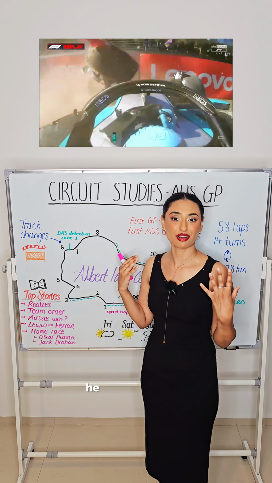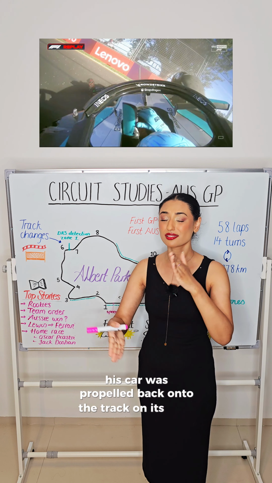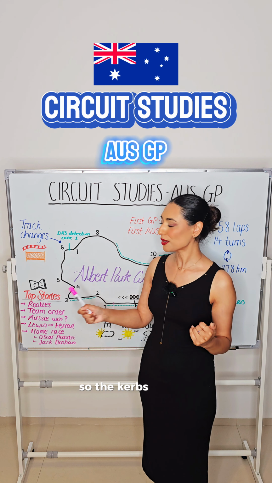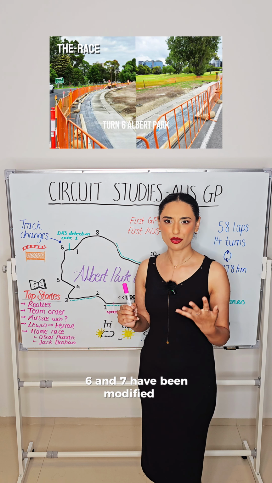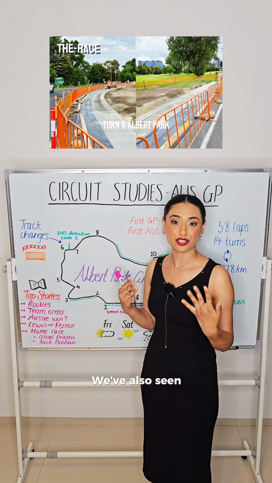Now, do you remember George Russell's incident from last year? Well, at turn 6 he crashed his car, and essentially his car was propelled back onto the track on its side. Very dangerous. So we have seen some track changes this year. The curbs through turn 6 and 7 have been modified to hopefully stabilize the cars through that area a little bit better. We've also seen AstroTurf being removed.